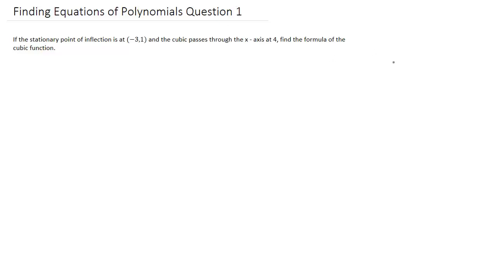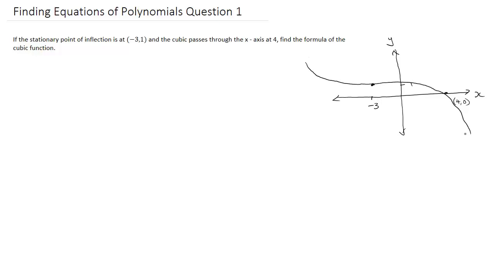What's particularly important, if you're a visual learner, is you may want to draw up an axis just to represent all of that information on a sketch. So you've got your y-axis and your x-axis, and you've got your point of inflection at (-3, 1). Right there, and the cubic passes through the point (4, 0), so it passes all the way out there. You're probably going to have a very long looking graph.